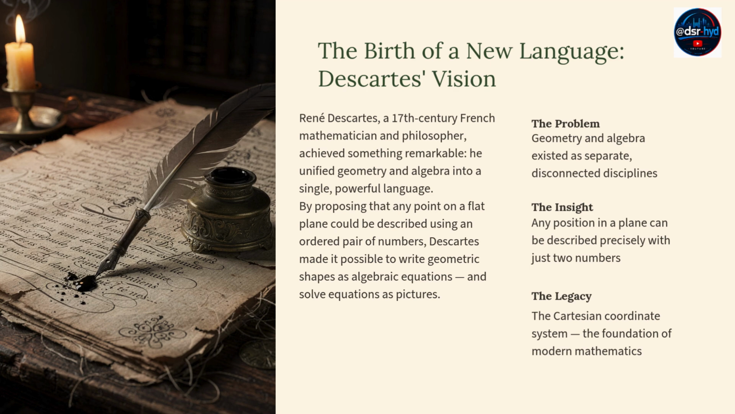The birth of a new language. Over 350 years ago, the French mathematician René Descartes transformed mathematics forever. Before Descartes, algebra and geometry were studied separately. His brilliant idea was simple. Every point on a plane could be represented using two numbers. This invention created the Cartesian coordinate system, connecting algebra with geometry and laying the foundation for modern mathematics, engineering, computer graphics, and navigation.